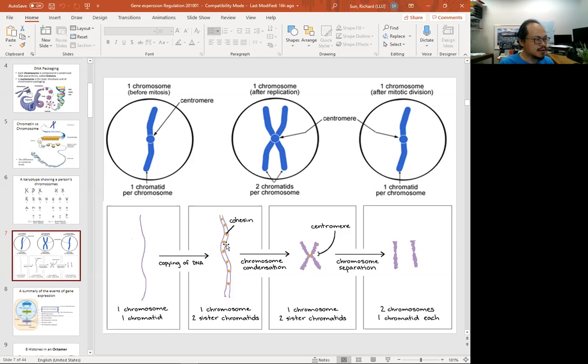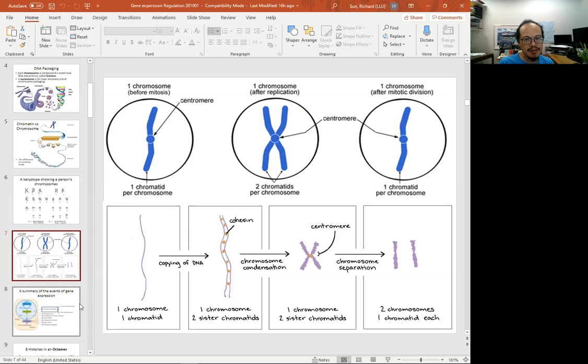And so this is called a chromosome with two sister chromatids. Before we pull them apart, we need to condense them further to make it a chromosome, but still, this is called one chromosome, with two sister chromatids. Then we separate them apart, and we call them two chromosomes, one chromatid each.